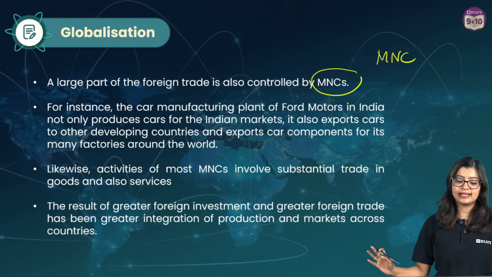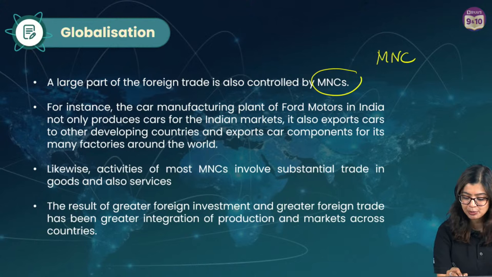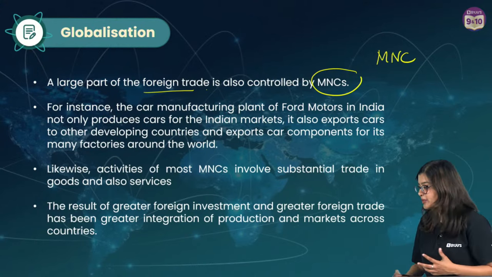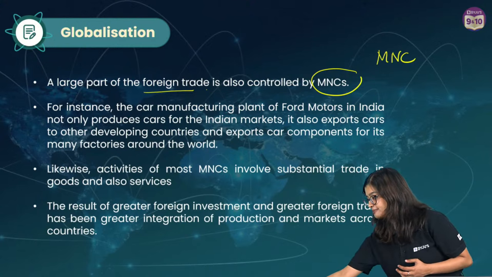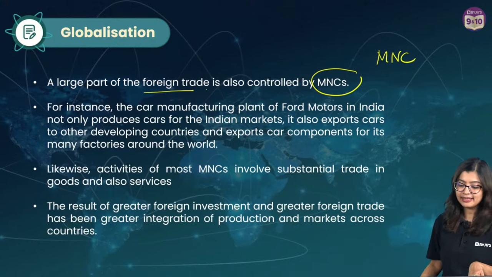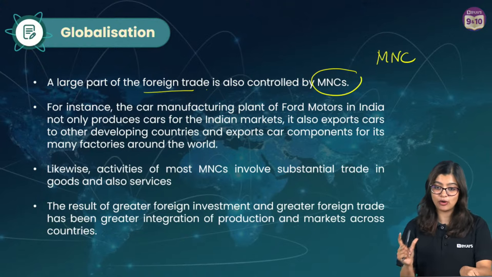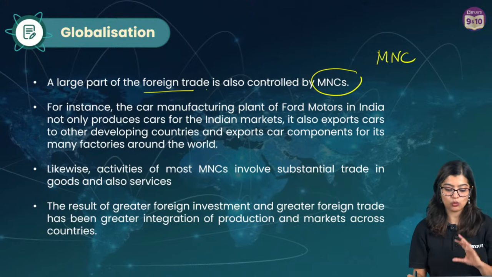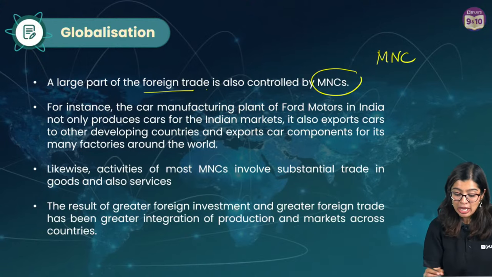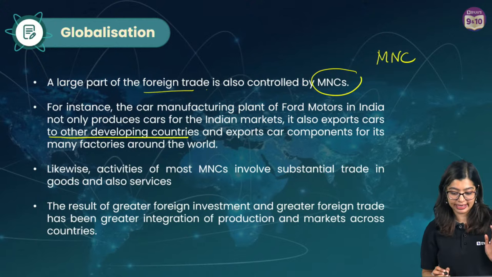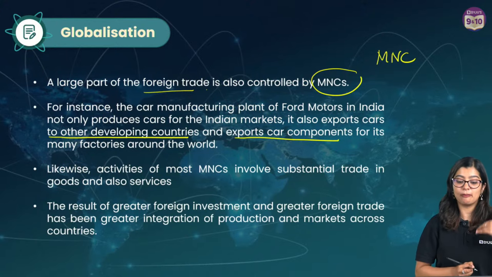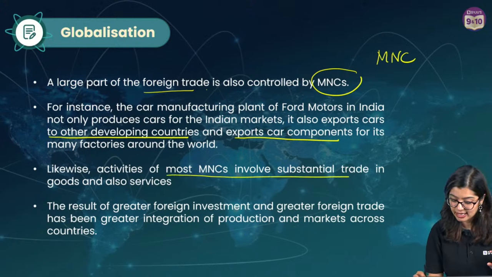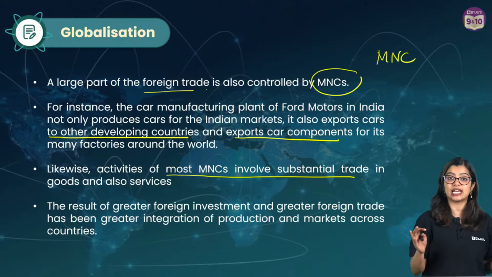So with this, we've understood how globalization is a large part of foreign trade and how it is controlled by the MNCs, right? So in this particular case, what do we see? Let's go to our Ford Motors example. Ford Motors was not only producing cars for the Indian market, but it was also exporting to other developed countries, and exporting car components for many factories all over the world. Thereby, we see that most MNCs are involved in substantial trade of goods and services.